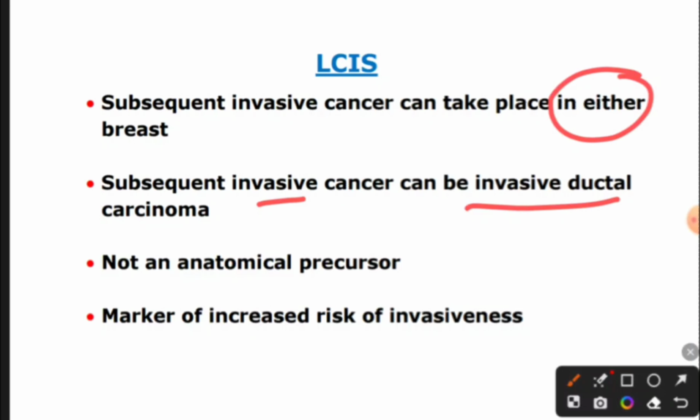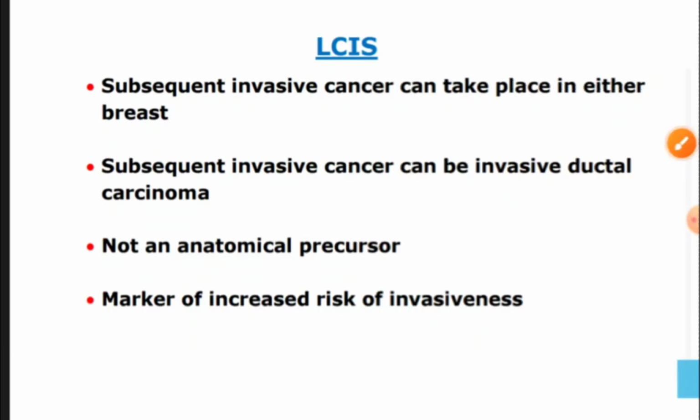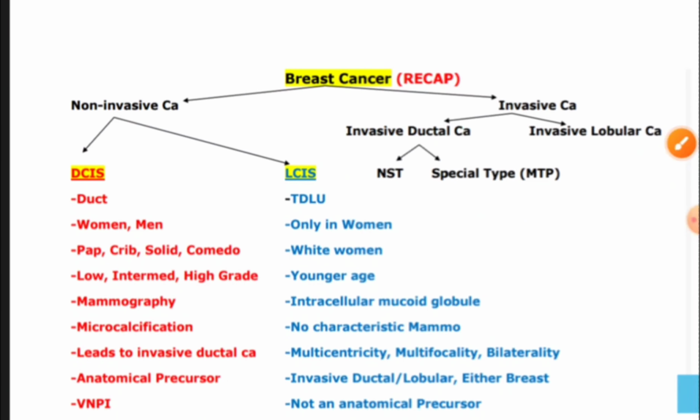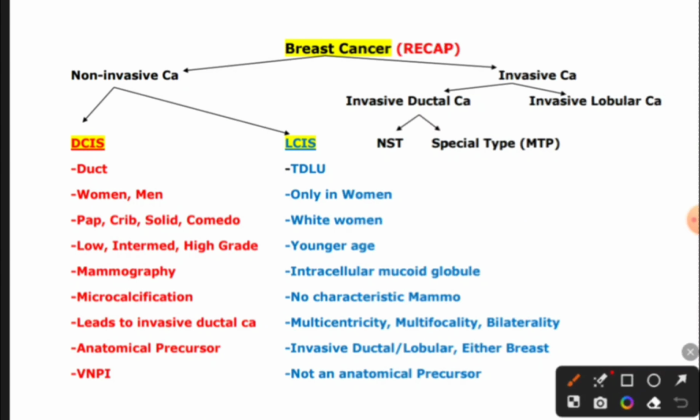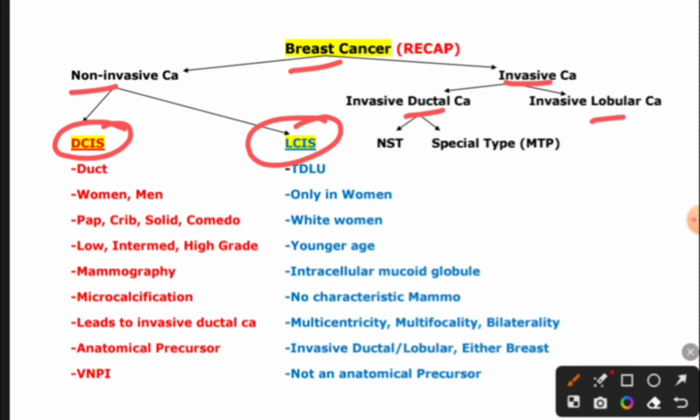So lobular carcinoma in situ is not an anatomical precursor of invasive lobular carcinoma, rather it is a marker of increased risk of invasiveness. Now the whole discussion can be summarized in this chart. Breast cancer is broadly divided into a non-invasive cancer and an invasive cancer. A non-invasive cancer is further subdivided into ductal carcinoma in situ and lobular carcinoma in situ, and an invasive cancer is further subdivided into invasive ductal carcinoma and invasive lobular carcinoma.